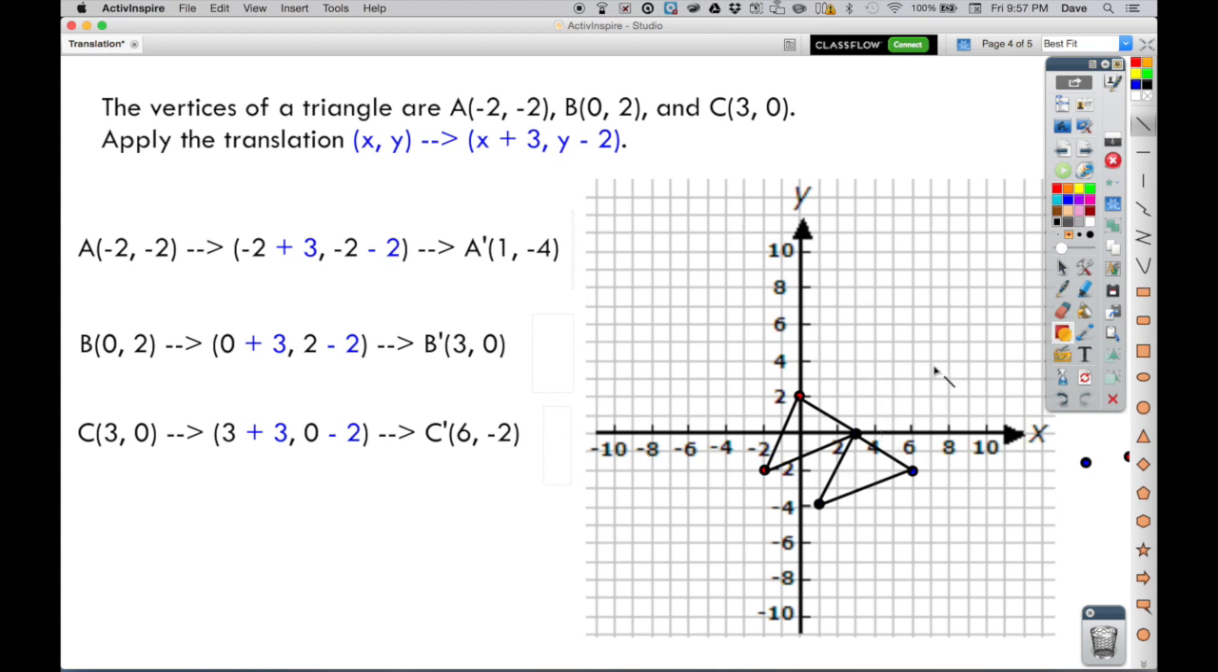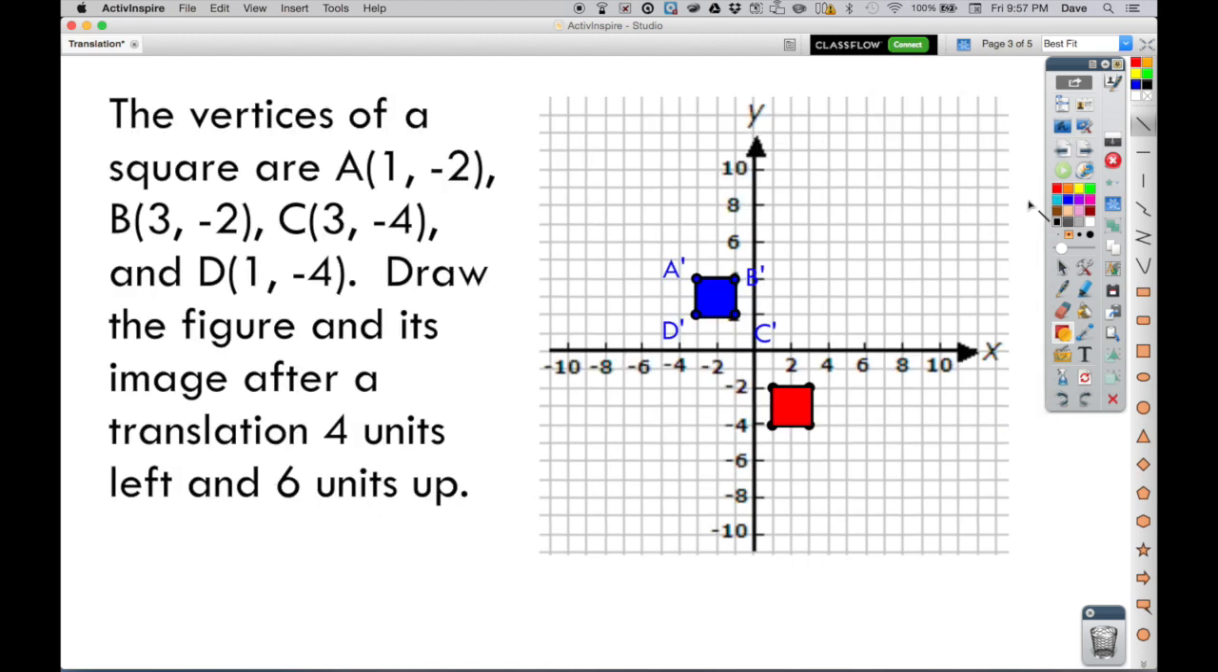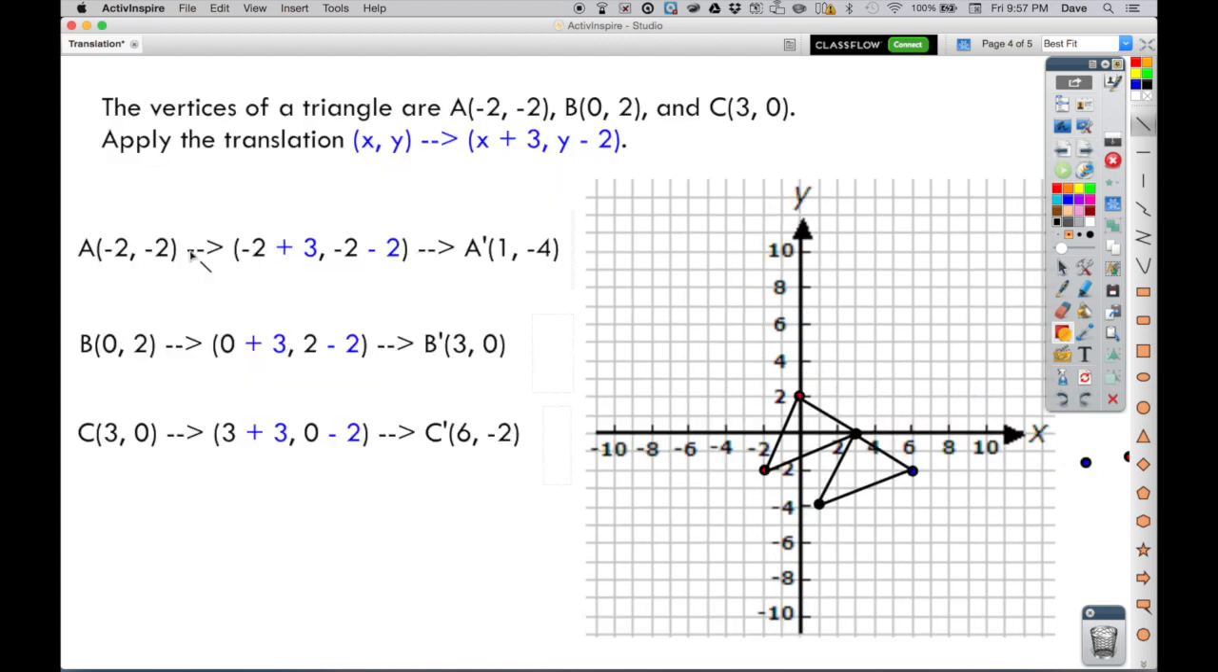It's basically sliding an object and doing it 2 different ways, either when the directions are given to you in words or when the instructions are given to you mathematically, and how we just do it by sliding the vertices and then just reconnecting them. And if we've done it right, we just get the same shape in a new location.